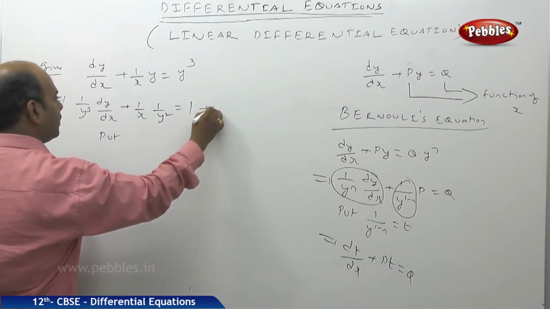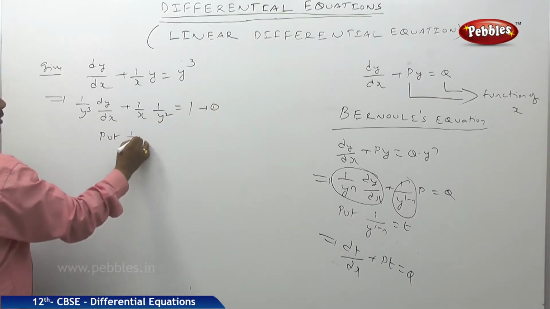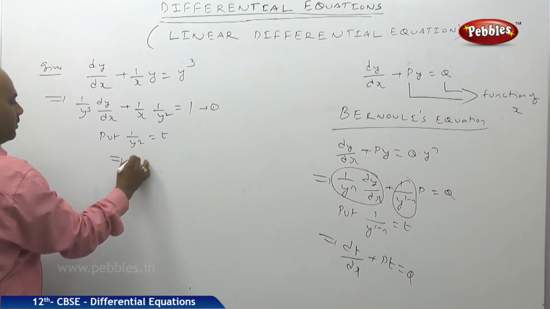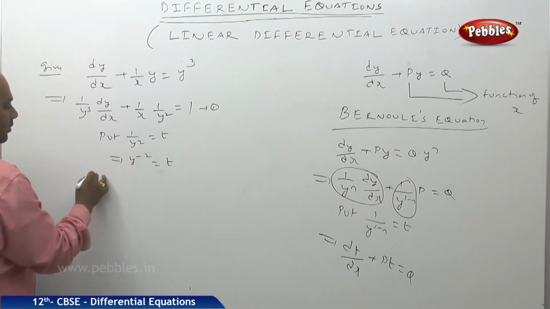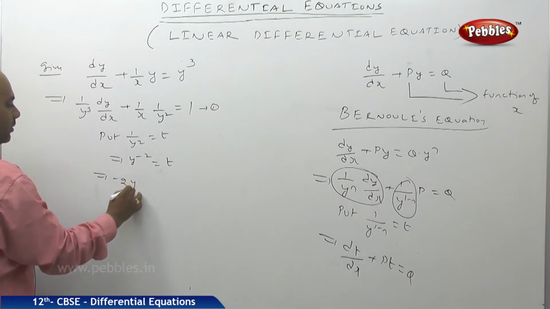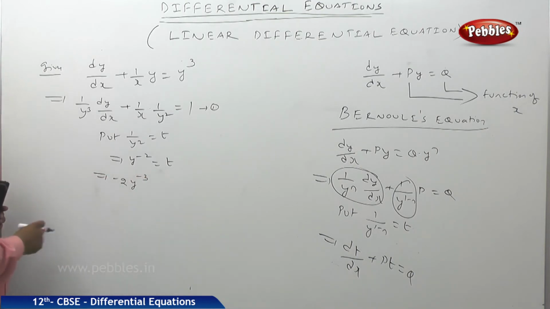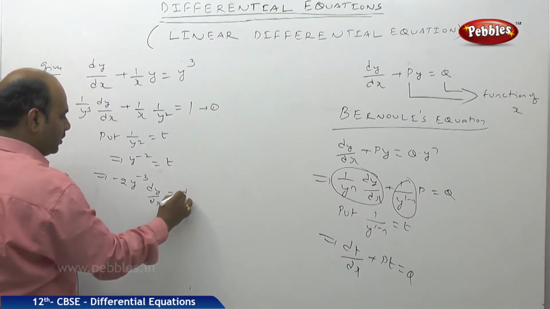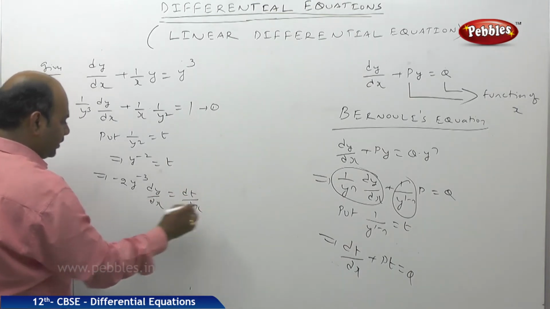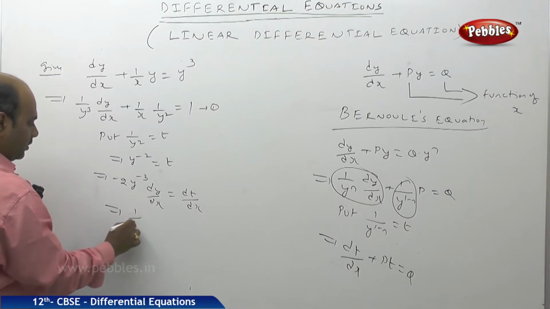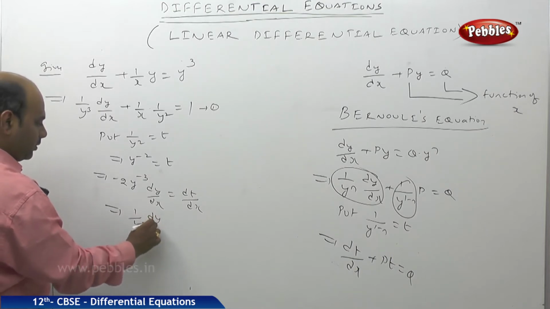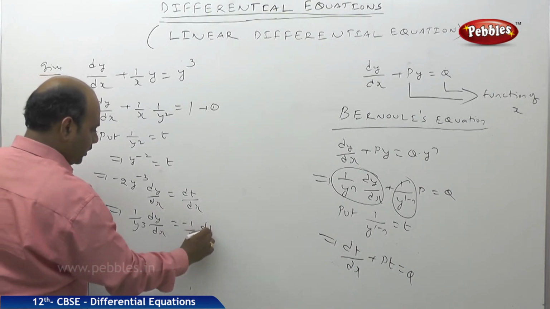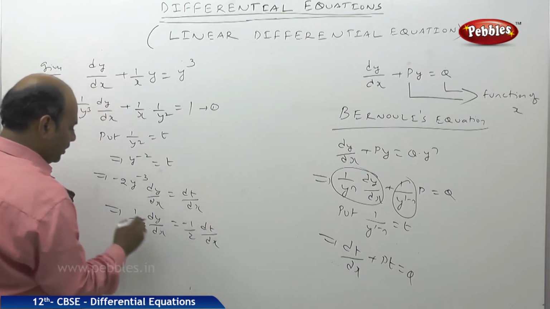This I will call as 1. Put 1 by y square is equal to t. That means y power minus 2 is equal to t. Differentiate with respect to x. Minus 2 into y power minus 3 dy by dx is equal to dt by dx. So what happens? 1 by y cube dy by dx is equal to minus 1 by 2 dt by dx.